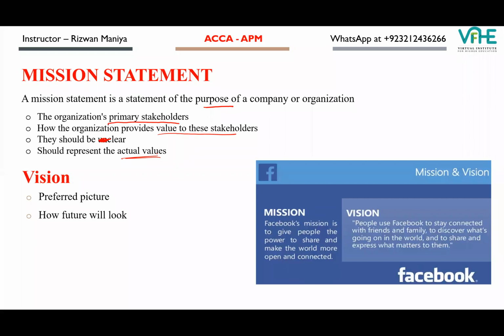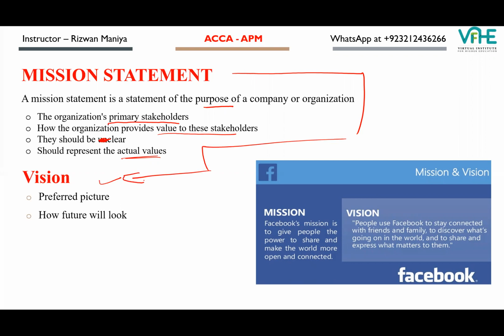So mission indicates the reason for existence, the purpose of an organization. Followed by this is vision. So what is vision? Vision indicates the preferred picture for an organization and how the future will look. It's very simple. If you achieve your mission, you will be able to achieve your vision as well. So achieving mission always supports vision. So my dear consultants, you all should know that an achievement of a mission helps to achieve your dreams.